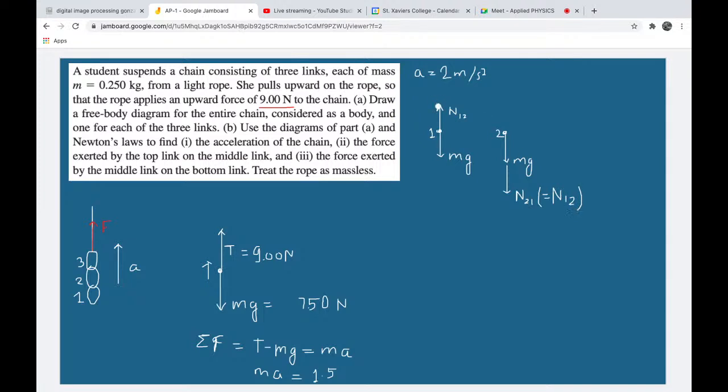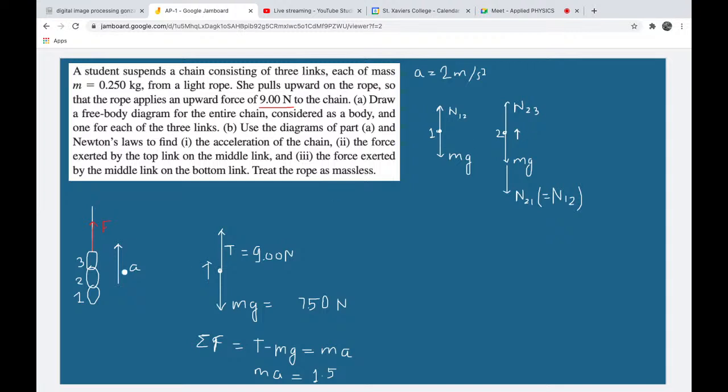Then what happens here? At the upper section, there's another chain here. So I can draw another reaction force from the upper chain. It is working on 2 by 3. And remember that the acceleration works upward. So when you write Newton's law, it will be N23 minus mg minus N21 is equal to ma.